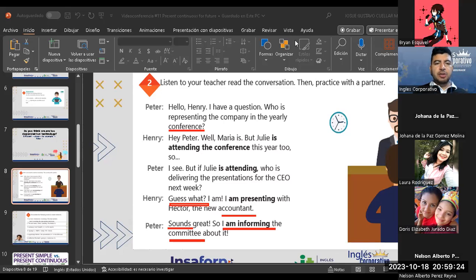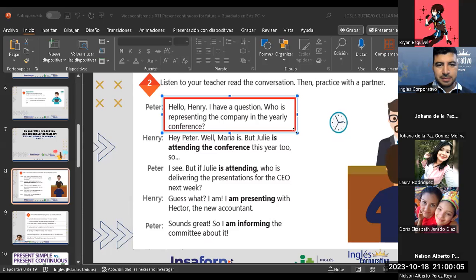But before, let's go with the speaking activity. Solo recordarles algo. Tu pronunciación está muy bien. Your pronunciation is wonderful. Hay detallitos, por ejemplo, committee, guess what, cositas así. But a recommendation for you: take advantage of the commas, periods, and some pauses. Hay que tomar ventaja de las comas, pausas y todo eso. Te voy a poner un ejemplo. Y eso les va a ayudar a ustedes a sonar todavía con más confianza.